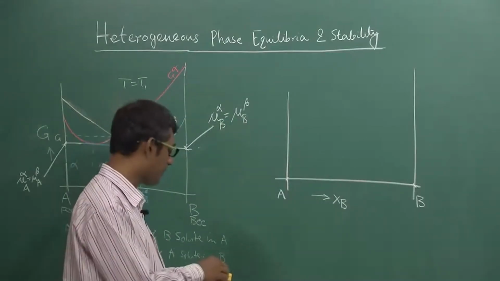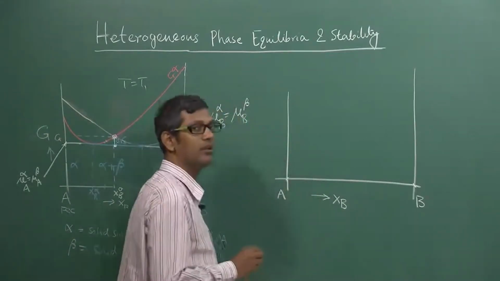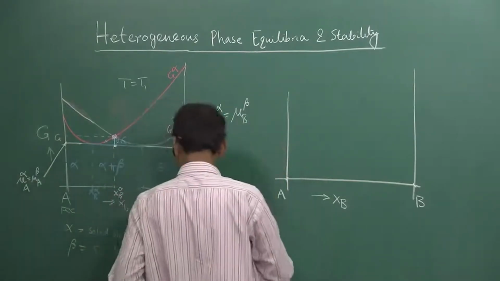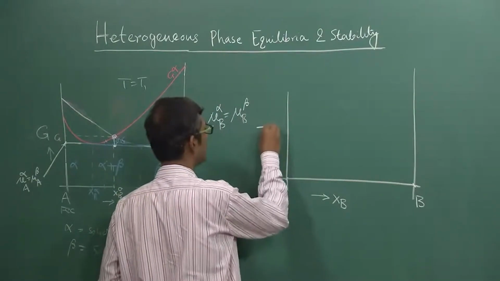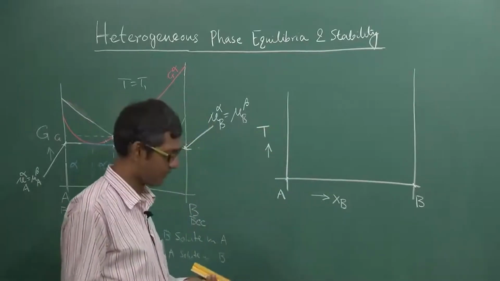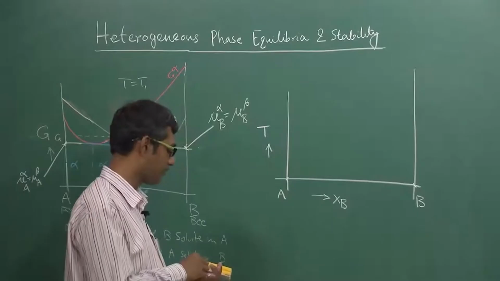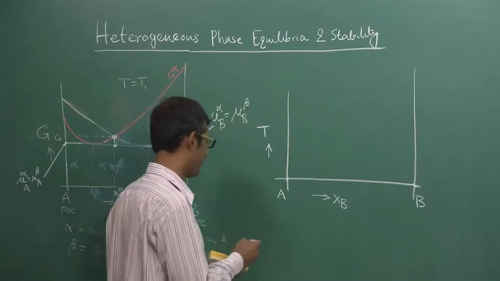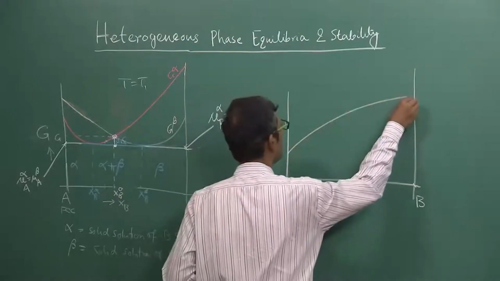So the simplest possible phase diagram will be like an isomorphous system, and this y axis is always temperature. You should know that temperature is either in centigrade or in Kelvin, so let us now write it. So let me just draw the phase diagram. The phase diagram will be like a lens.